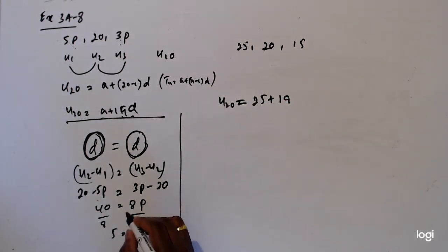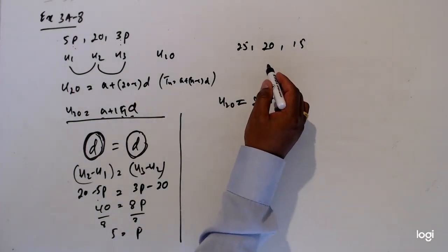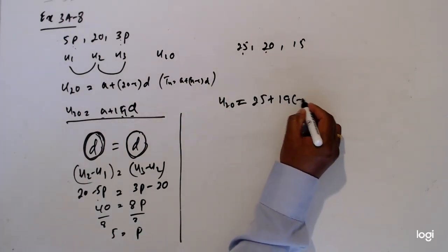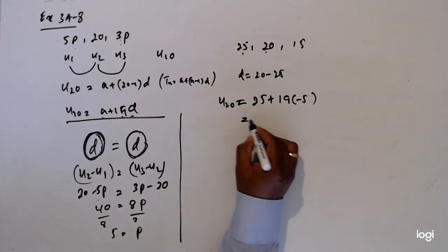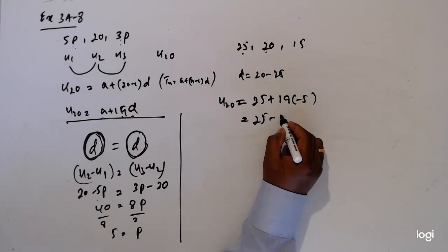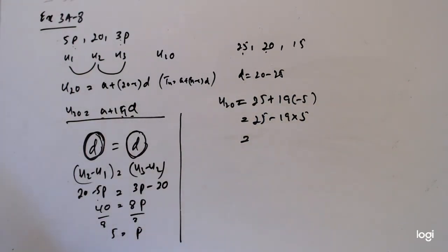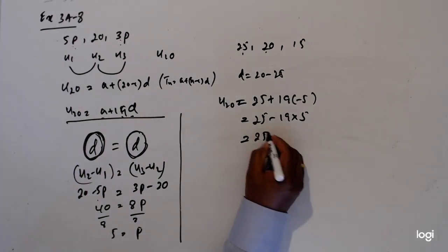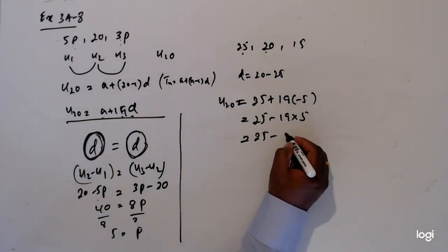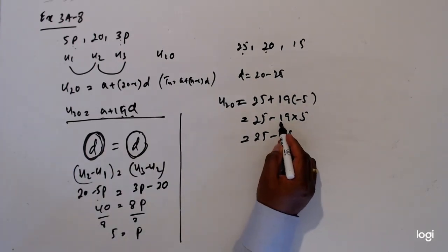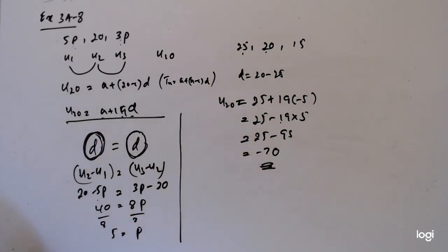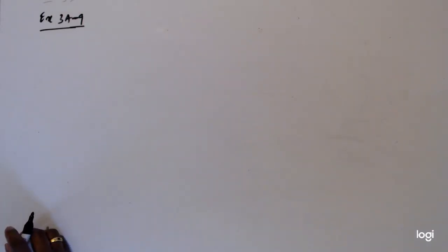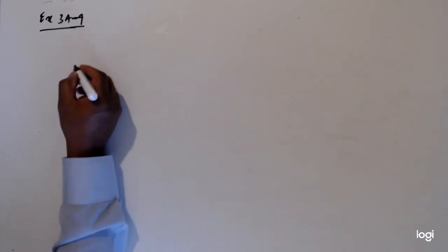The first term, now from here, u20 is a, which is 25, plus 19 times d, which we found out. What is d? d is 20 minus 25, that is minus 5. So 25, 19 times 5, 50 and 45, and then this is minus 70.